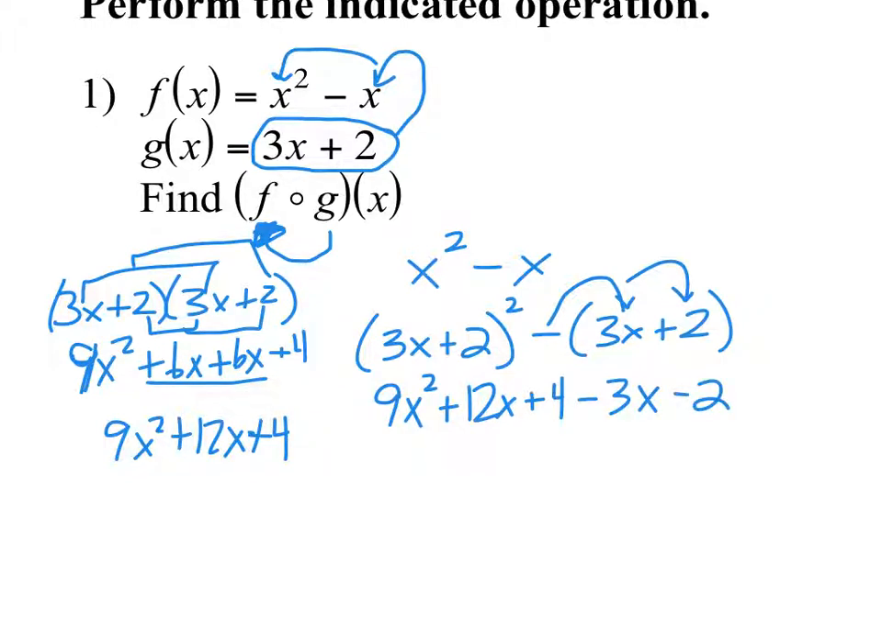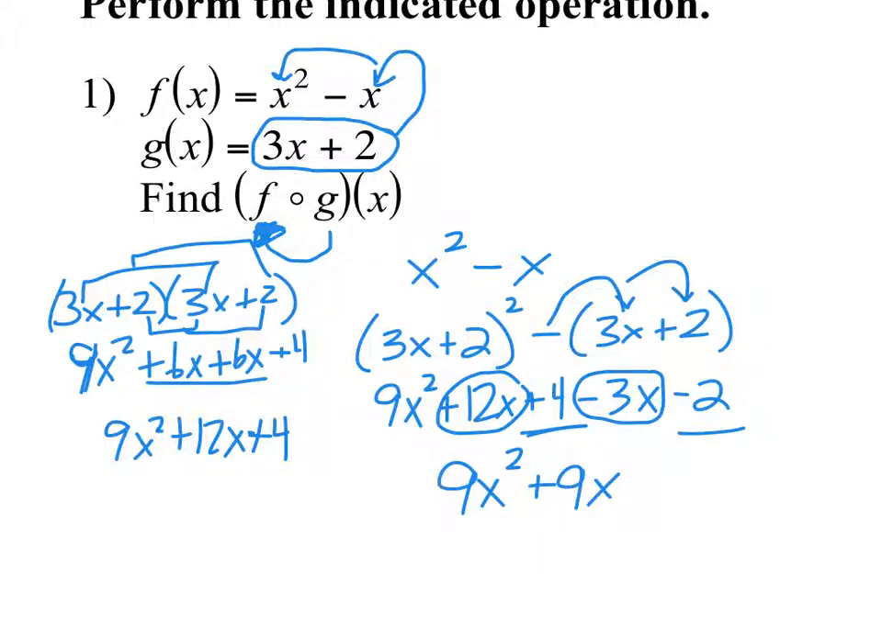Now, at the end here, all this is doing the best you can to combine all your like terms. Well, these guys are like terms, the positive 12x and the negative 3x, and then you've got positive 4 and negative 2. 9x squared doesn't have any like terms at all. 12x minus 3x is 9x. And then positive 4 and negative 2 is positive 2. And you have completed your first composition problem.